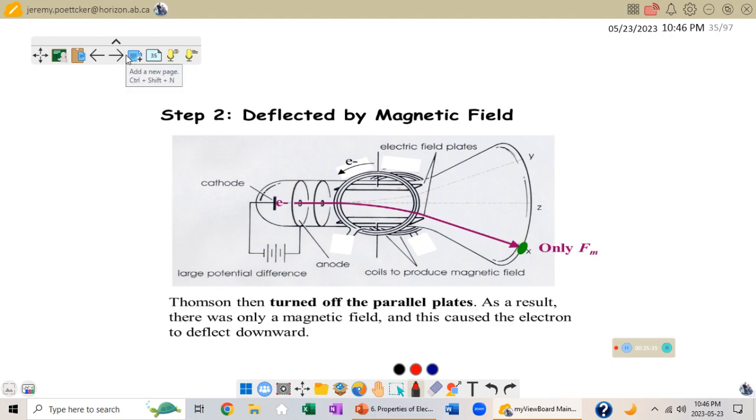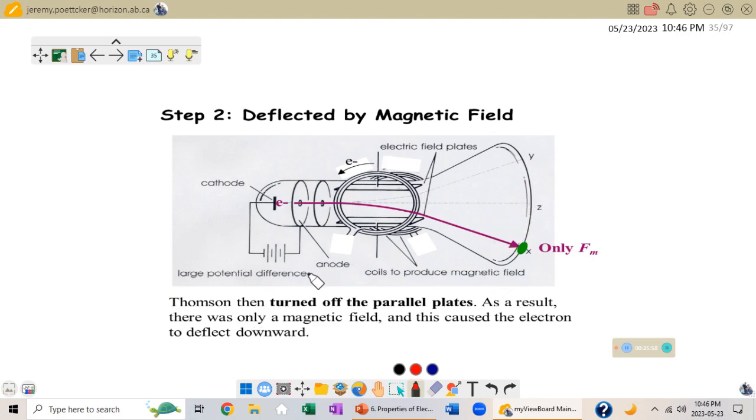All right. Thompson, so the long story here. We did some math behind it. So first of all, Thompson figured out the speed of the electron. Basically, the whole undeflected bit with both electric and magnetic field was there to figure out the speed of the electron.